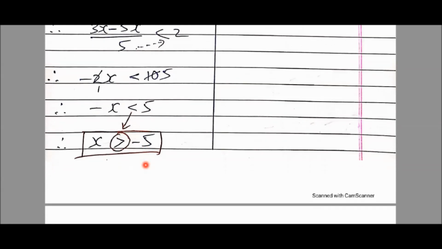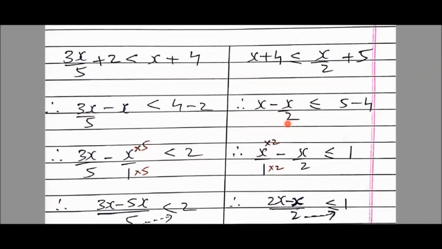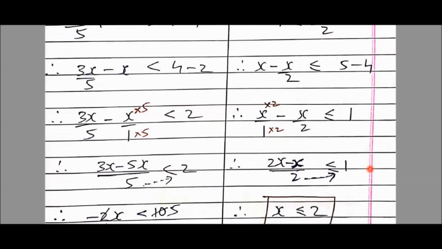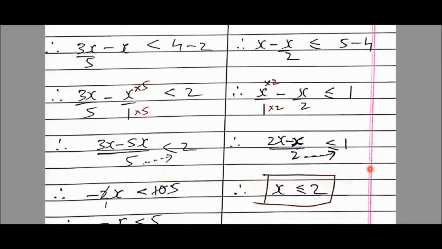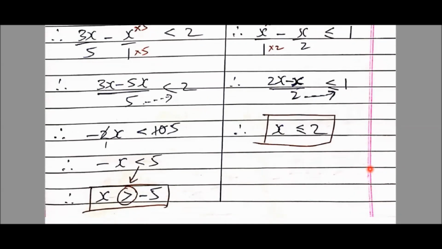Now proceeding with the right hand side. You can pause the video and proceed. X plus 4 is less than or equal to x upon 2 plus 5. I'm bringing this x upon 2 to the left hand side. It becomes minus x upon 2. 5 is here, 4 comes here and becomes minus 4. Here also you will take LCM and so on. Everything is there in the video, you can see. Okay, students, so at the last we'll reach x is less than or equal to 2.